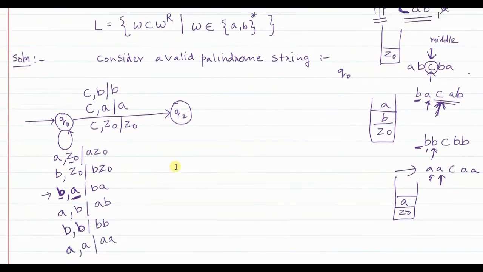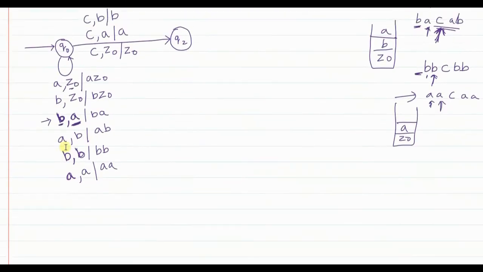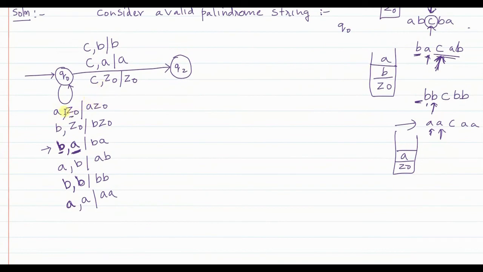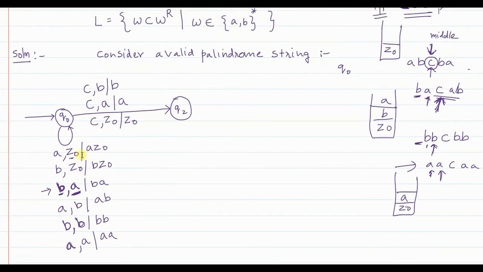Fine. Now let's proceed. See, before the middle marker character, any character that is encountered, in all these combinations, we are just pushing onto the stack. Then when the middle marker symbol is encountered, what do we do? We ignore that middle marker symbol and we just move to Q2, the next state. In Q2 state, what do we do? We reach Q2 state only after crossing the middle marker symbol. So in this Q2 state, it is very simple.